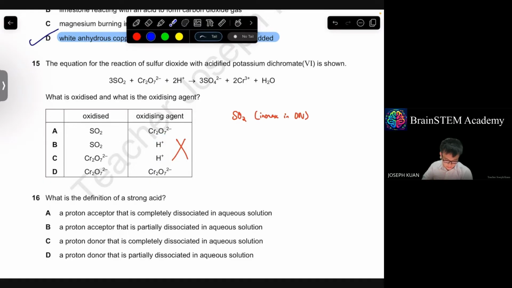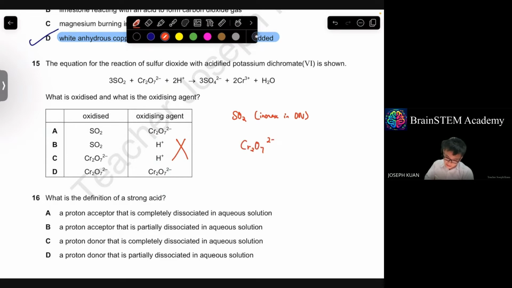So it's either A or D, and we know for sure it wouldn't be possible for the same substance to undergo oxidation and reduction at the same time, unless you go for higher levels. IGCSE level is not emphasized. For this level, we only focus on single oxidation, single reduction. So D is unlikely, and in fact, it is not true, because if you notice, we analyze this question together.